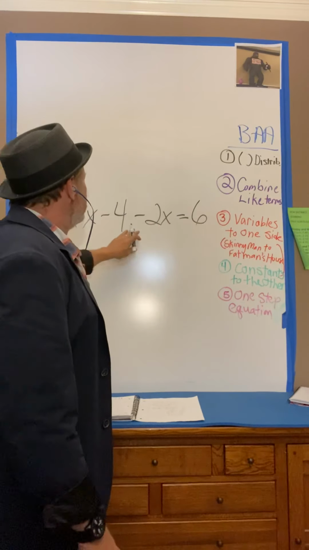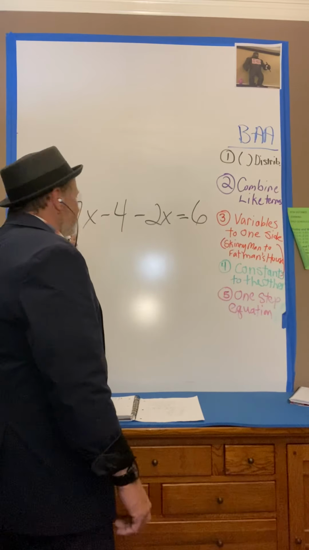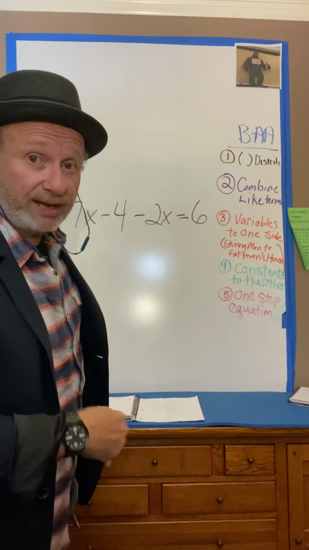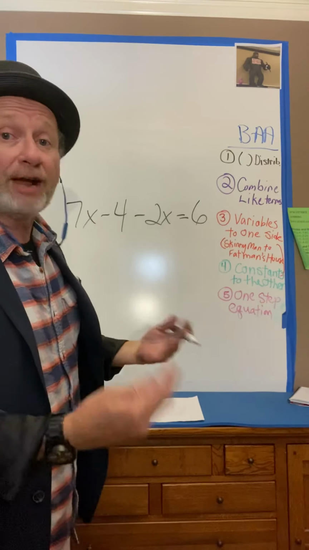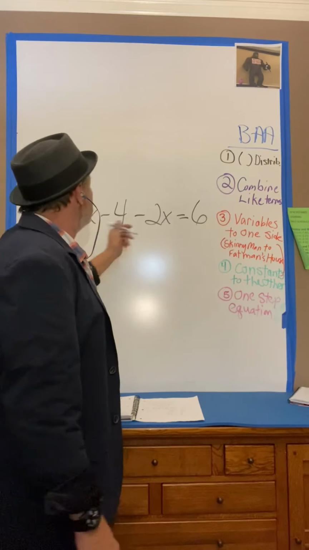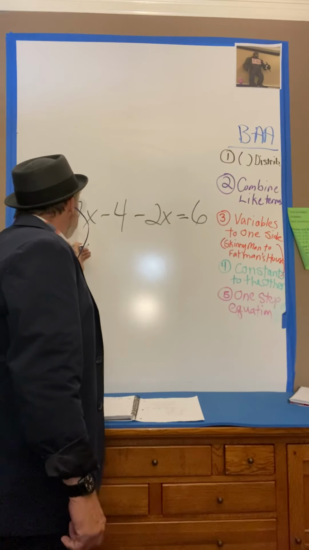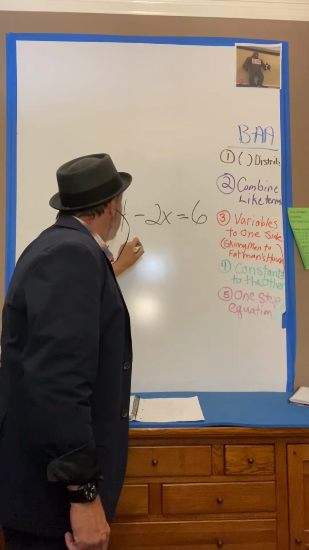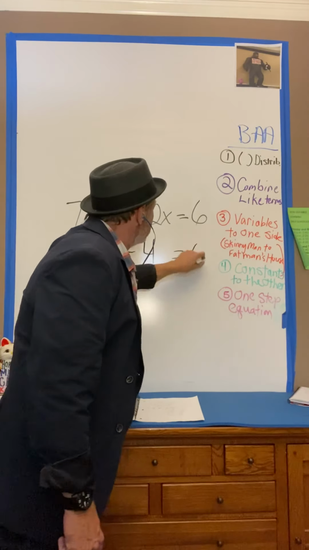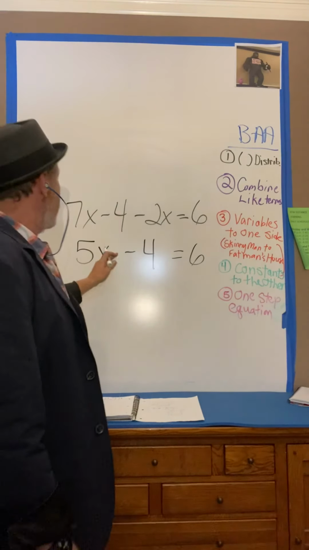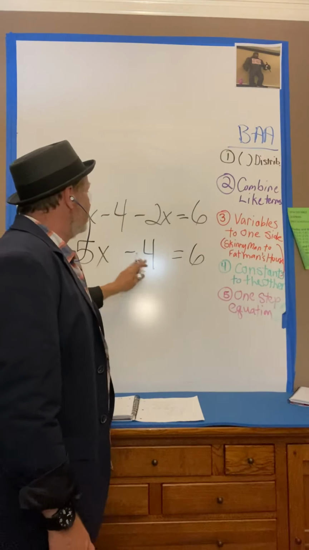Now remember, you're going to be tempted maybe to put a plus 2x under here and a plus 2x under there. No, don't do that. If they're on the same side, you're just combining them like you're adding and subtracting integers. So positive 7x, negative 2x, positive 7, negative 2 is positive 5, so it gives me 5x. Bring down my negative 4 equals 6. Good so far? Yes? So now I have 5x minus 4 equals 6.